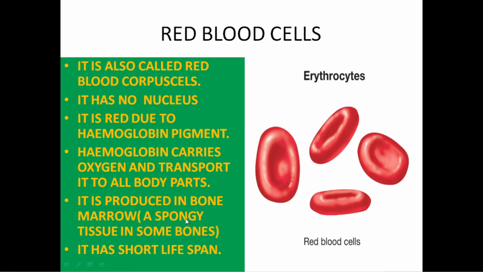Again, there is another point about the red blood cells. The red blood cells are produced in bone marrow. Now, what is bone marrow? Basically, there are some bones like your thigh bones, your rib bones. They have some kind of spongy tissue present inside them, and this spongy tissue is known as bone marrow.